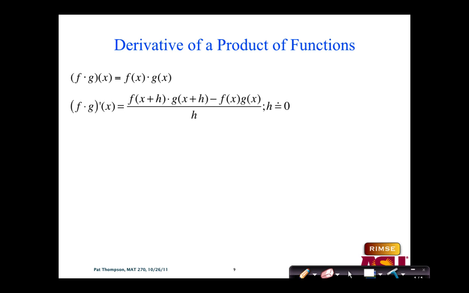So if my function rule is f of x times g of x, just writing this out not for a specific function, then the first half of the numerator is f of x plus h times g of x plus h. It's this function rule evaluated at x plus h minus the function rule evaluated at x, the original rule, all over h. And then I let h become essentially 0, and we're done. But first, algebra simplification.